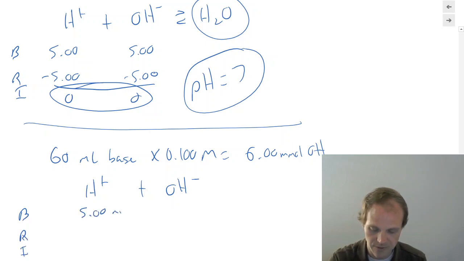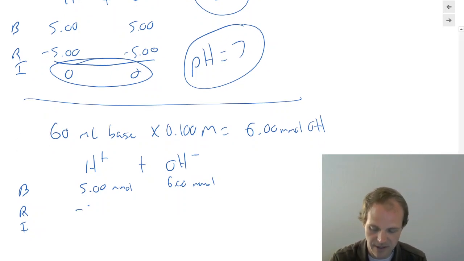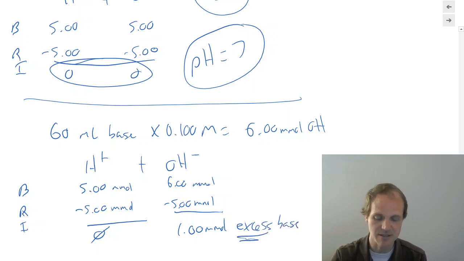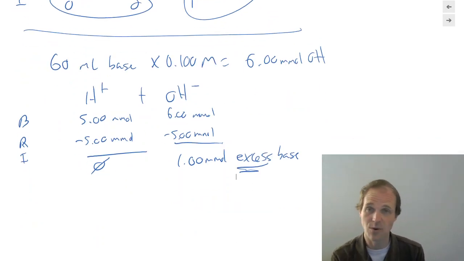5.0 millimoles, 6.00 millimoles. This way, we're going to be limited by our acid. So we're going to have minus 5.00 millimoles, minus 5.0 millimoles to give us a total of 0 and 1.0 millimole of excess base.